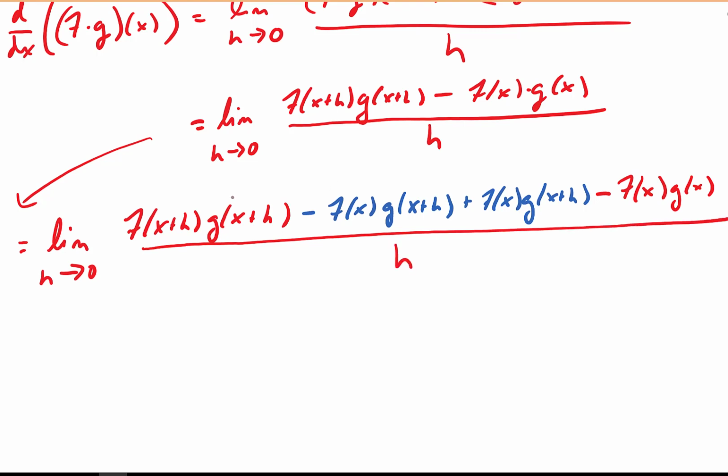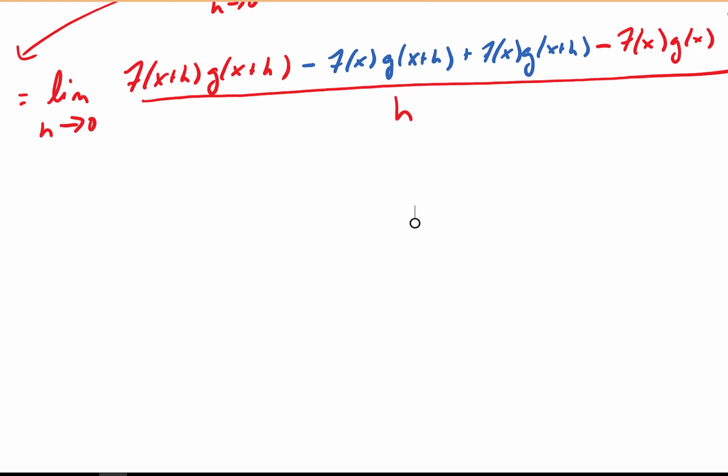So all I did here from the line above it was subtract this term and then add that same term right back in. So in effect, I've added 0 in the numerator of the fraction. And that's a common trick in math. Okay, so let's keep working with this.